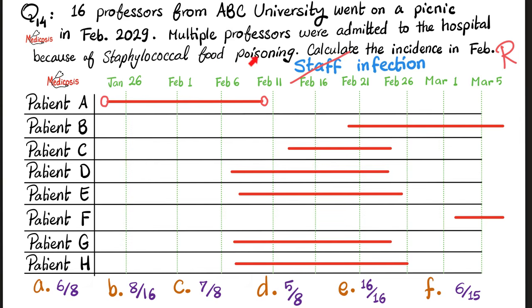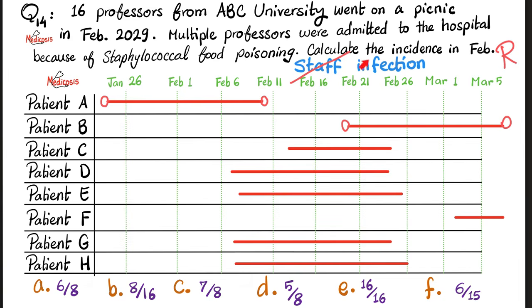That's why you do not give antibiotics for such a disease. You just let them recover. Just give them supportive care using money from the government. For patient B, the professor got the disease here and recovered here in March. And then we'll repeat the same idea for patient C, D, E, F, G, and H.